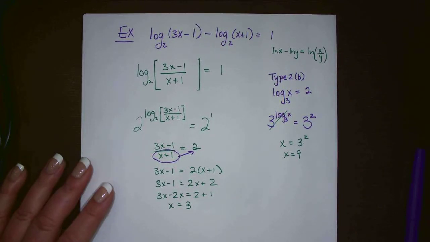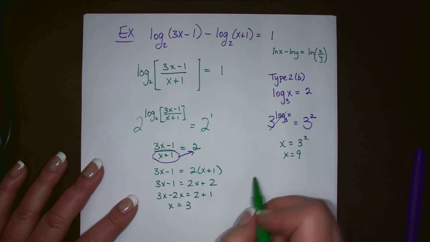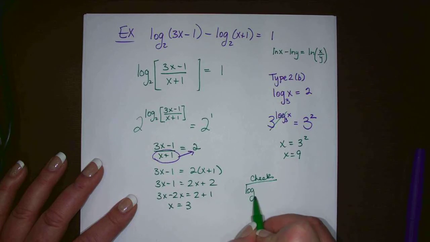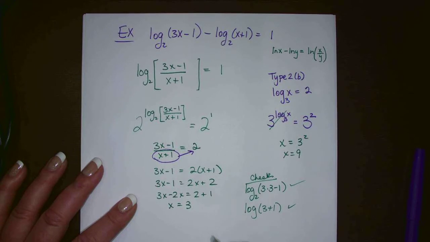And then again, the original question had a log, so we have to check to make sure that 3 works in both of the logs that were in the original. So we're plugging 3 in. Is this going to be positive or negative, the argument? 9 minus 1 is 8. It's positive, that's okay. And the other one was log of 3 plus 1. That one's okay. That's what we're adding. So that would be your answer.